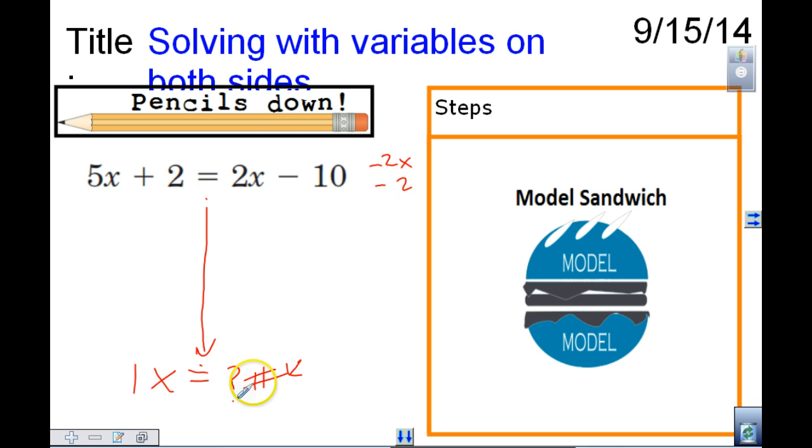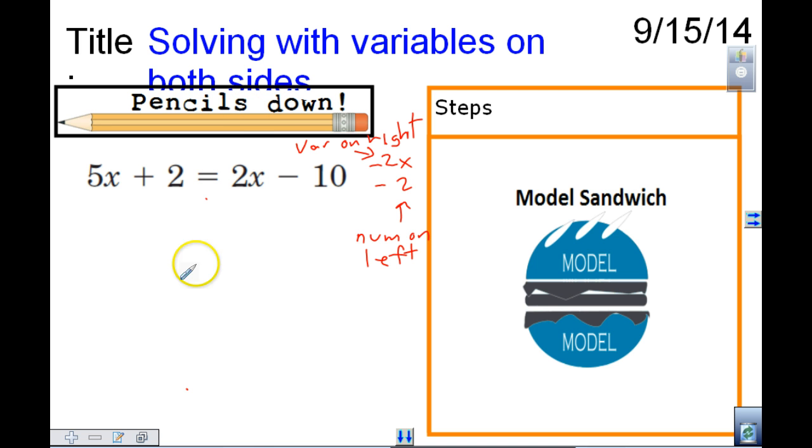That's the beginning. Whatever is on the right-hand side, variable on the right. This is the number on the left. And that is always true. Sometimes it's not there, but pretty much always true. So follow that: number on the left, variable on the right is 2x. Subtract 2x.